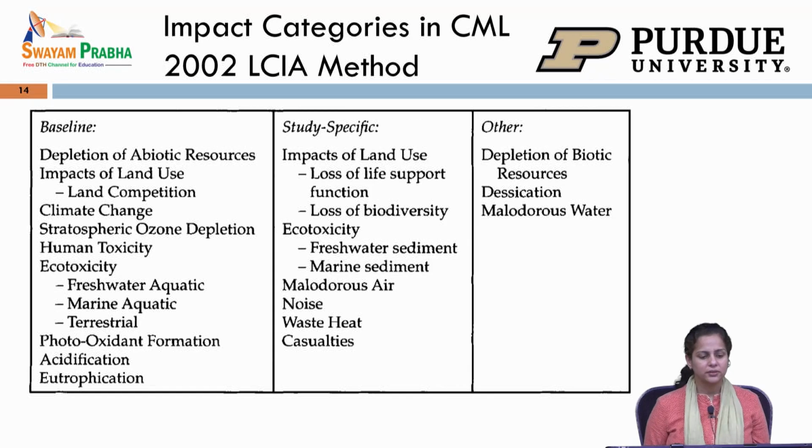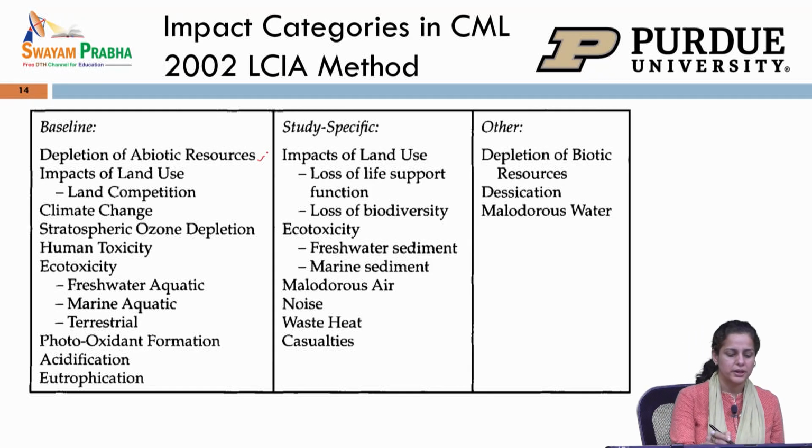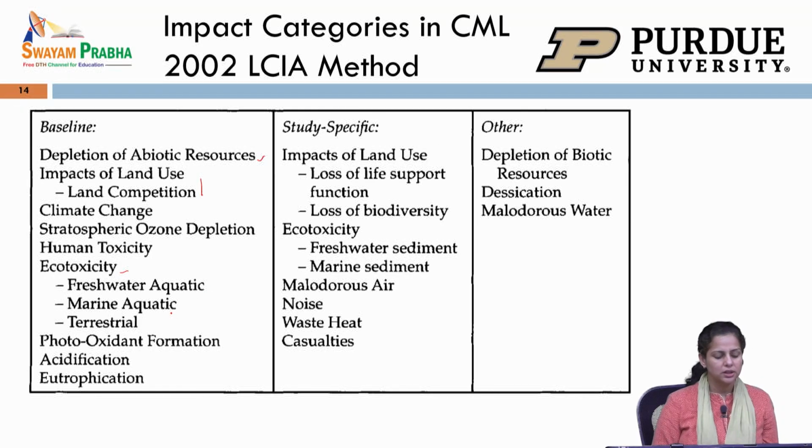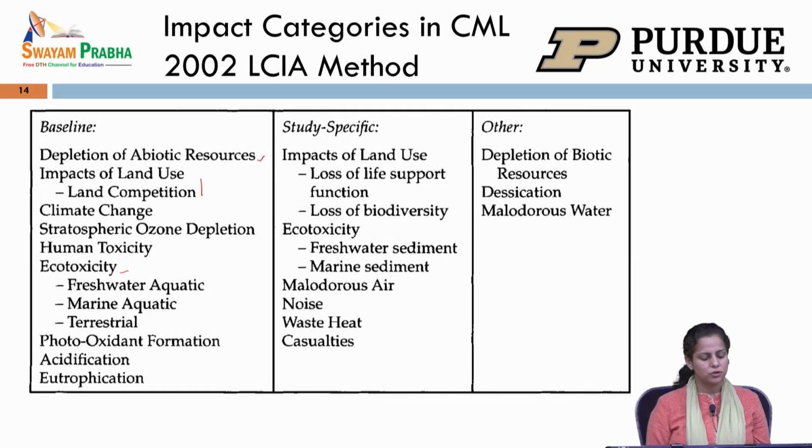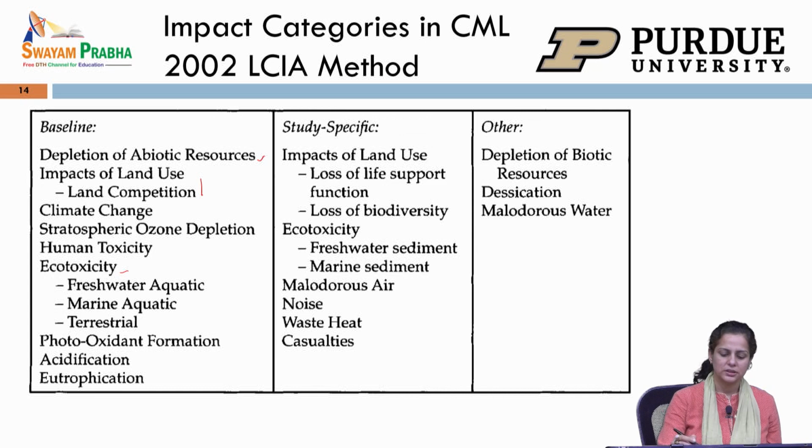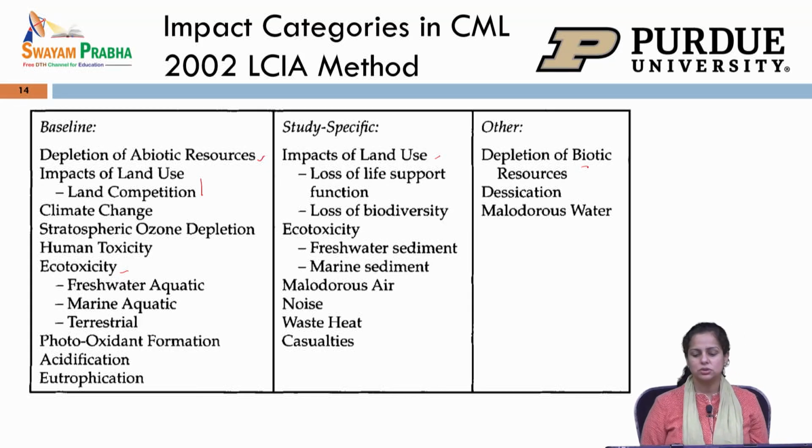Some of the impact categories in CML 2002 are the baselines. One is depletion of abiotic resources, impacts on land use, climate change, human toxicity, ecotoxicity that includes freshwater, marine and terrestrial, photochemical oxidant formation, acidification and eutrophication. Then there are study specific ones such as impacts on land use, loss of life support, loss of biodiversity, ecotoxicity, but there are also others such as depletion of biotic resources and malodorous water.